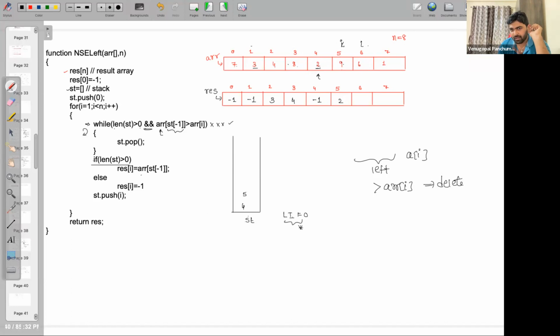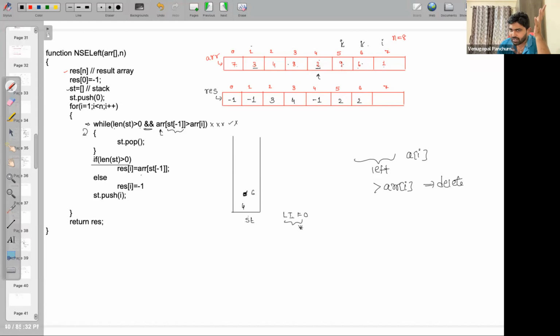Next. This element you compare with this. This is bigger, right? Bigger means I don't want. Delete it. Okay. Next. Element 2. Element 2, in fact, is smaller, right? So this while condition fails. So whatever this element is, we will put it here. Before I increment this, I need to put this value into the stack.